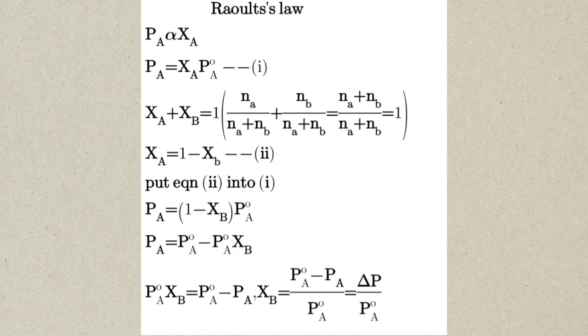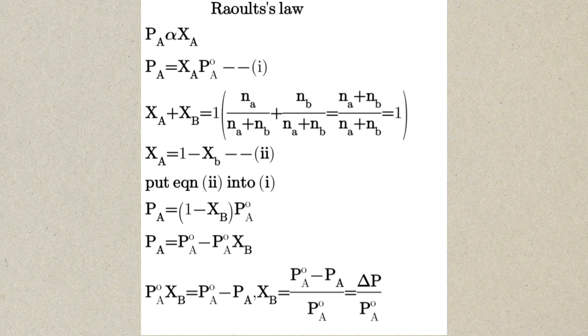If you could remember, from this, that is our first equation of Raoult's law. That was what Raoult's law was trying to tell us. Now, if you look at this very well, we could see that the mole fraction of A plus the mole fraction of B would be equal to 1.